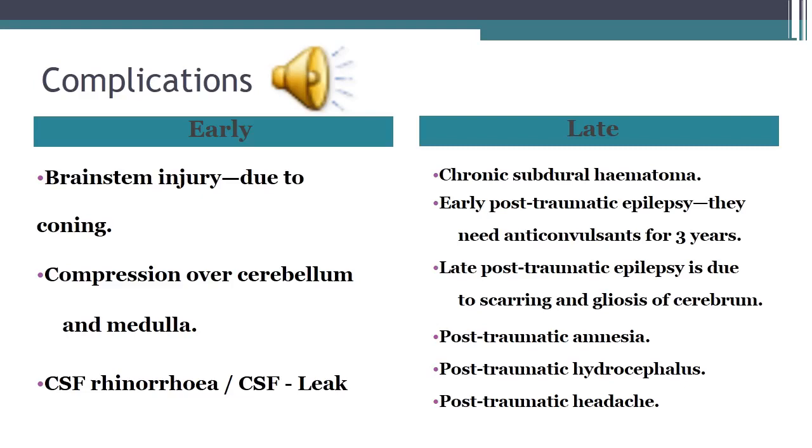Early post-traumatic epilepsy needs anticonvulsant for 3 years. Late post-traumatic epilepsy is due to scarring and gliosis of the cerebrum. Post-traumatic amnesia, post-traumatic hydrocephalus, and post-traumatic headache. These are all late complications of head injury.